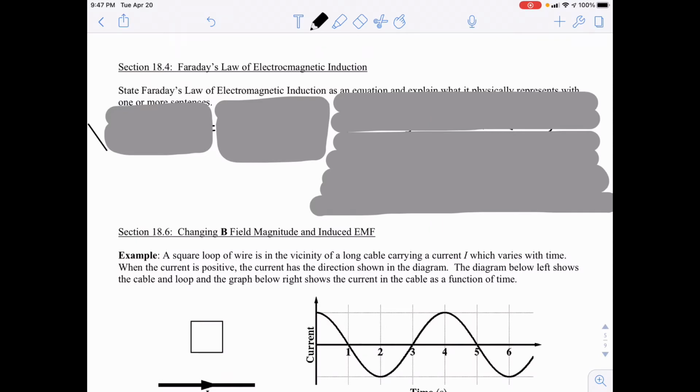Section 18.4, Faraday's Law of Electromagnetic Induction. Faraday's law basically states that a changing magnetic field causes or induces an EMF and thus a current. So in this section, we're going to state Faraday's law in terms of an equation, and we're going to explain what each of the variables mean.